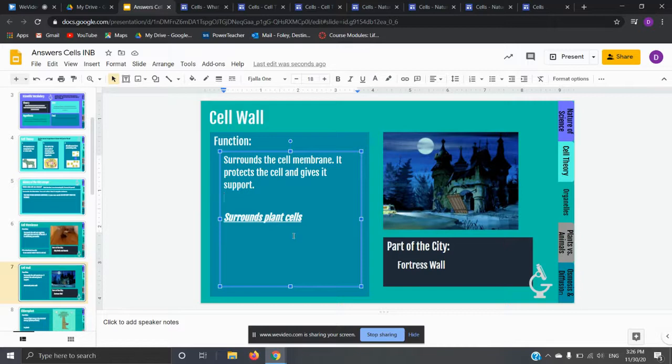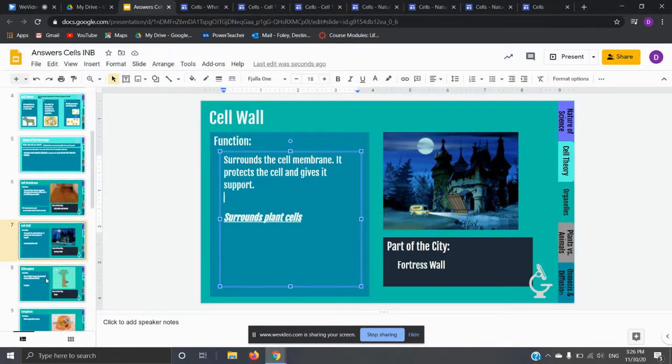It protects the cell and gives it support. So plants, they don't move like animals do typically. So they have a rigid cell wall that is there to help support it and protect it. So plants have cell walls.